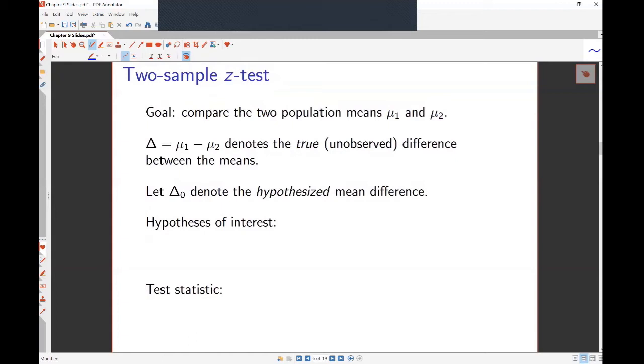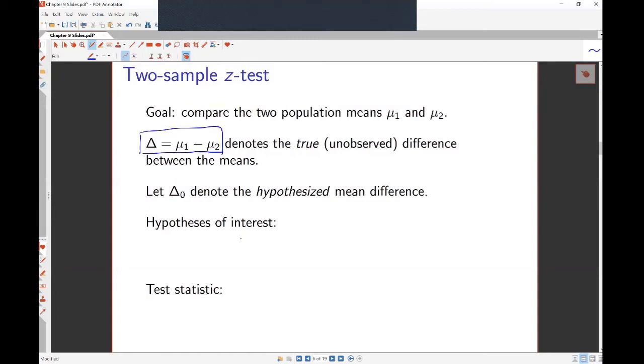We have a sample from an X population, a sample from a Y population. We call the means of those populations respectively mu1 and mu2, and we want to compare them to one another. So we are interested in what the true value is. Of course, true value here means unobserved because we are unable to do a complete census of our population. So we want to know what the true difference is between the two population means.